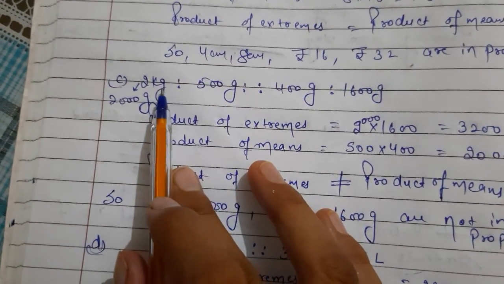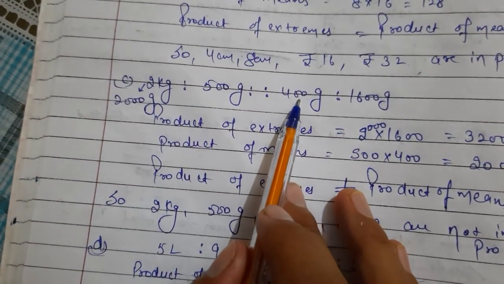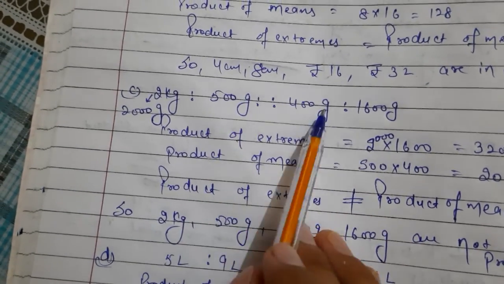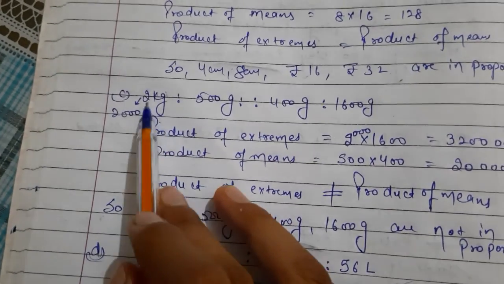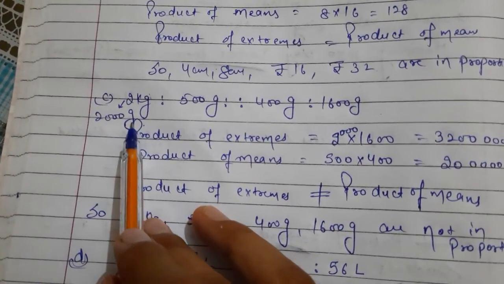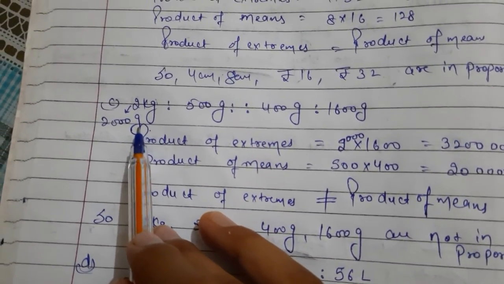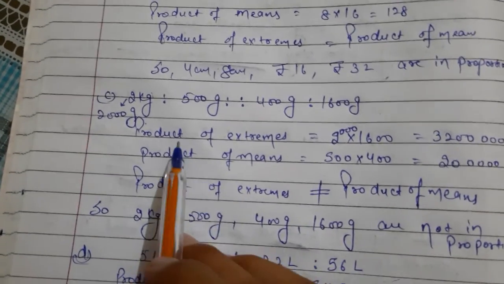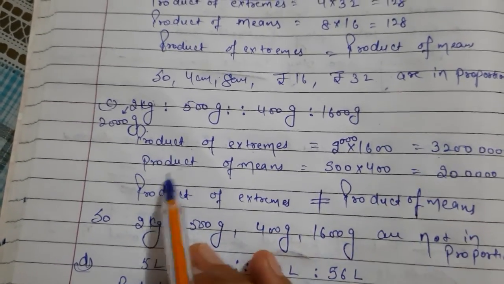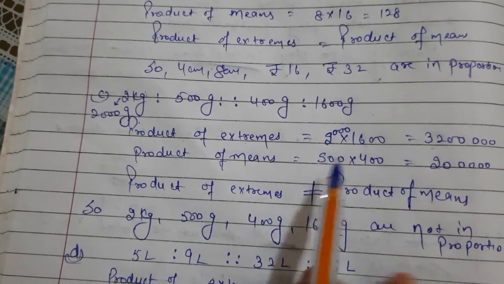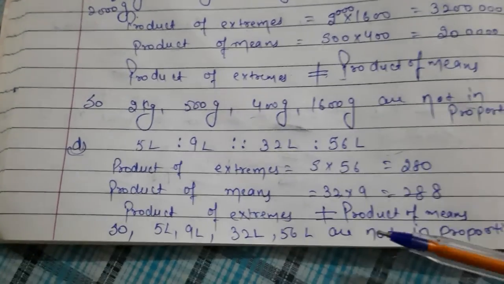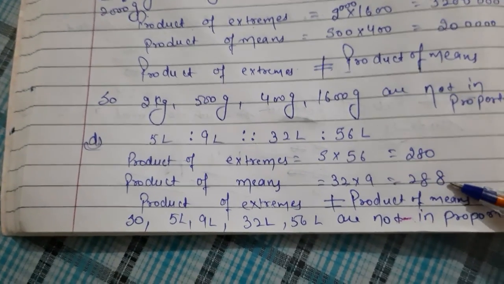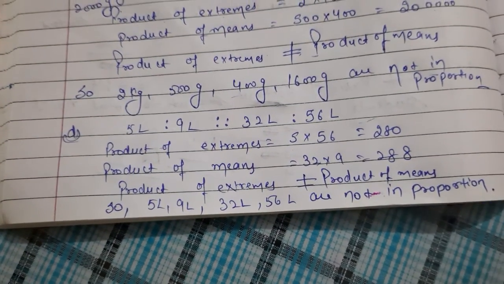See here, C part: 2 kg, 500 gram, 400 gram, 16. All the others are in gram and this is in kilogram, so we need to convert this into gram. 2 kilogram is equal to 2000 gram. We have already done this chapter, how to convert. Now the product of extremes came this, the product of means came this. They are not equal, so we will say these are not in proportion. Same here, the product of extremes and product of means are not equal, so they are not in proportion.